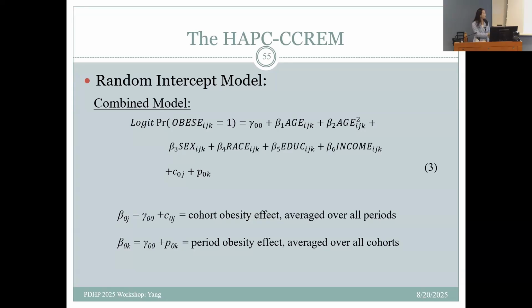But the reason why I don't include period and cohort as categorical or continuous variables in level 1 is the whole point of avoiding the specification of a linear relationship between cohort and period with the outcome at the same level as age. Great questions.